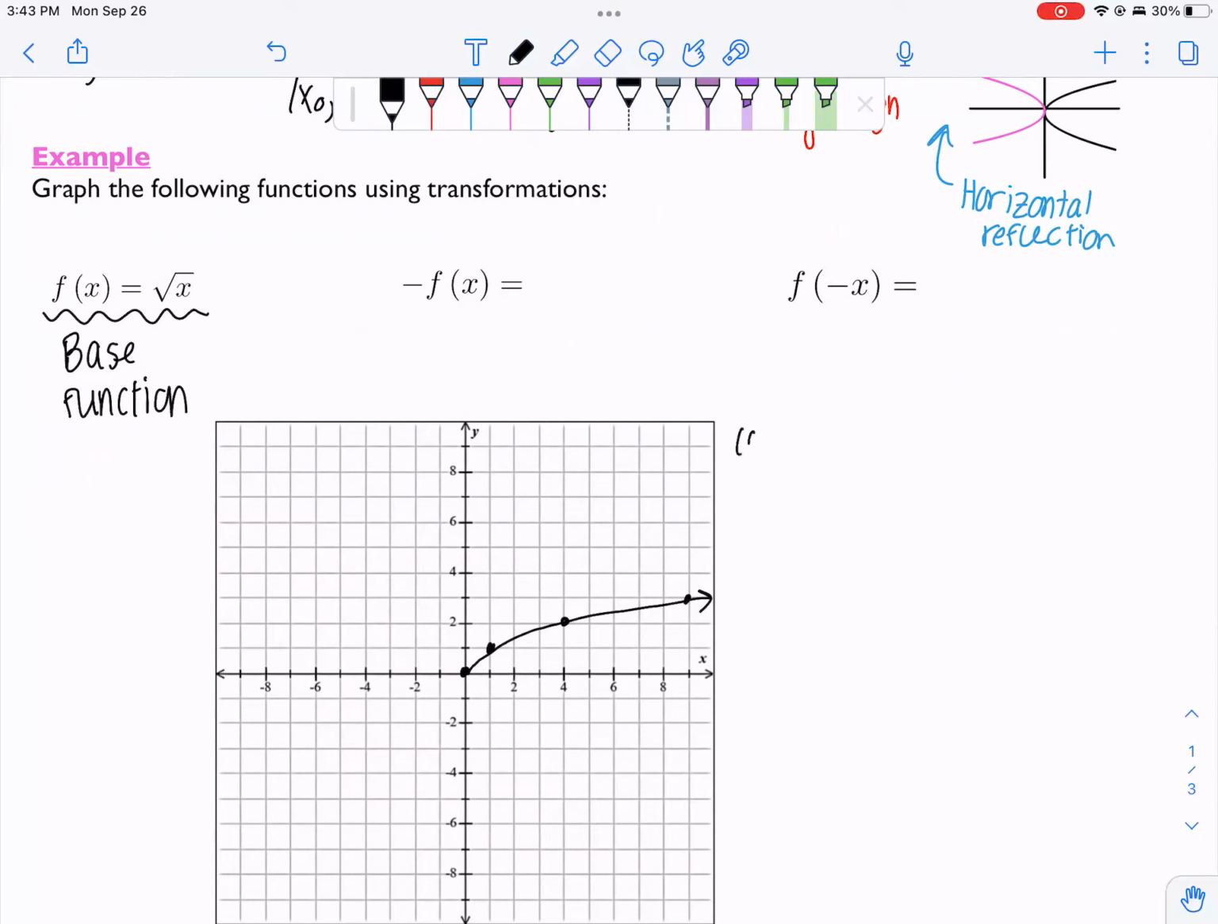Right, so we have the point 0, 0. We have the points 1, 1, 4, 2, 9, 3. For this first one, there's a negative outside of our function. If I rewrite this, this would be negative square root of x. The negative out front means we're reflecting over the x-axis.